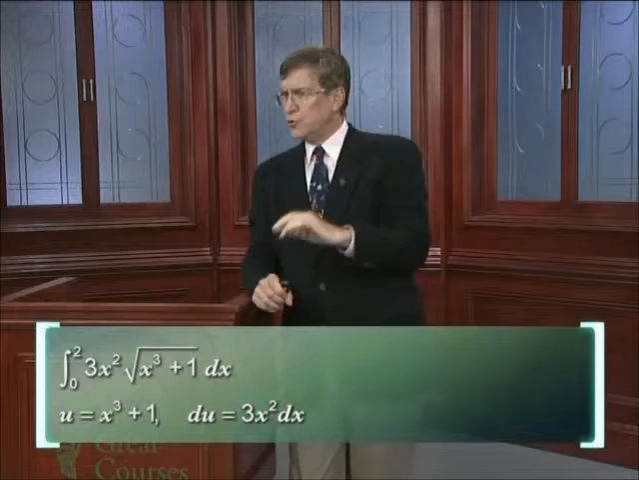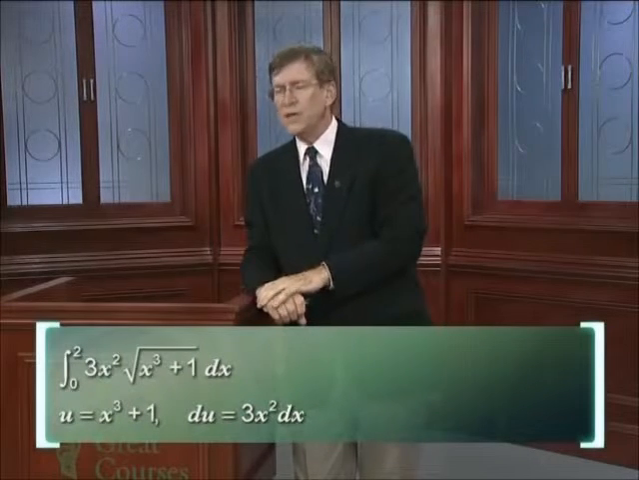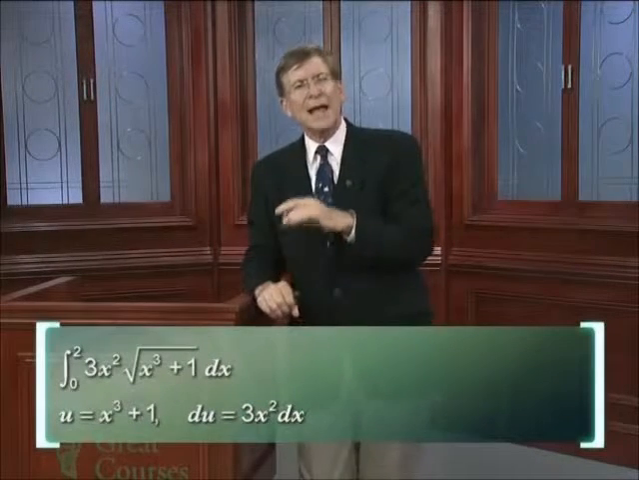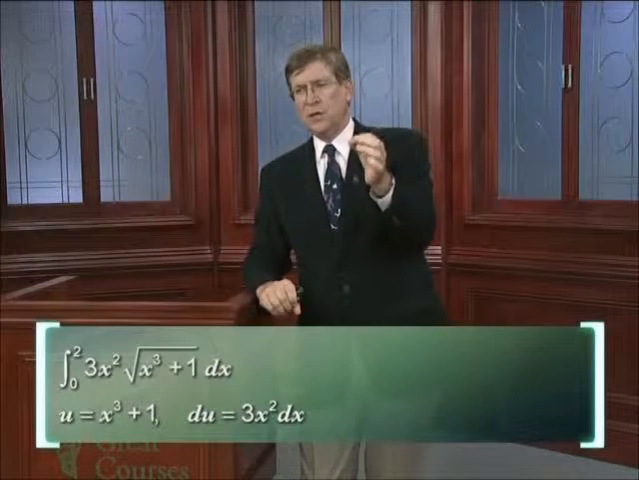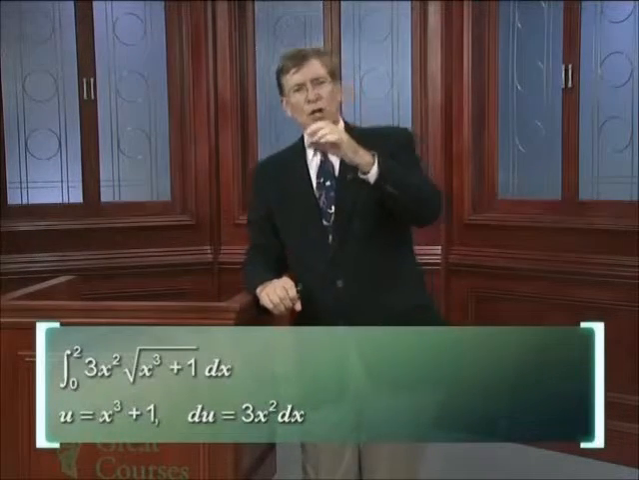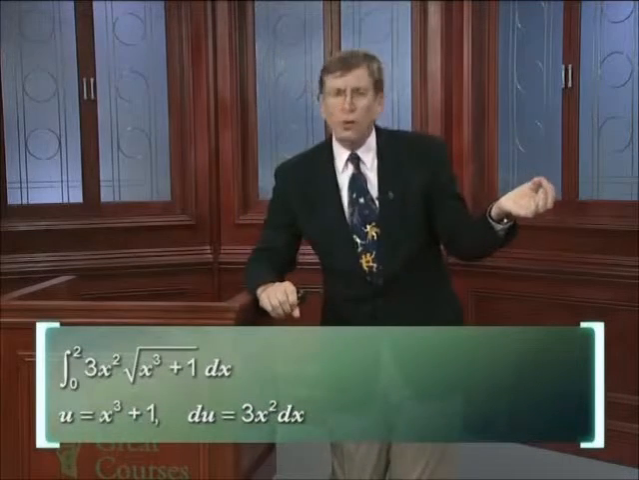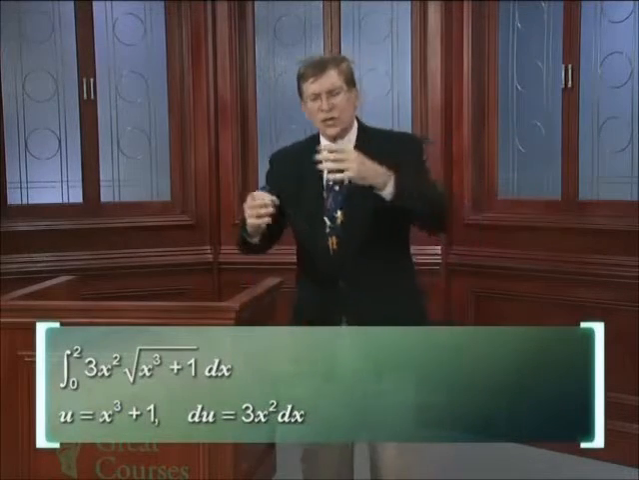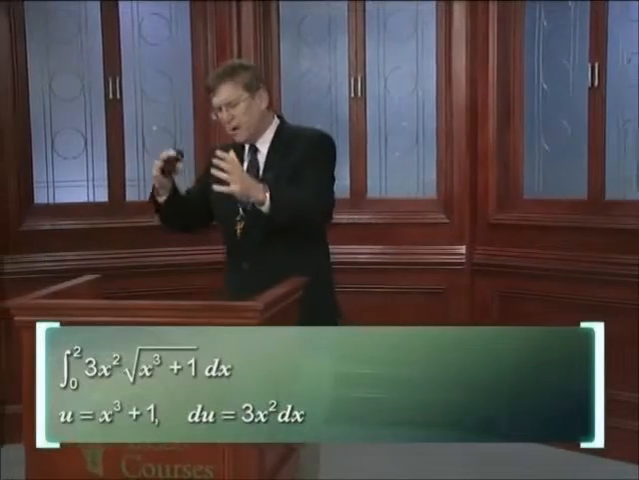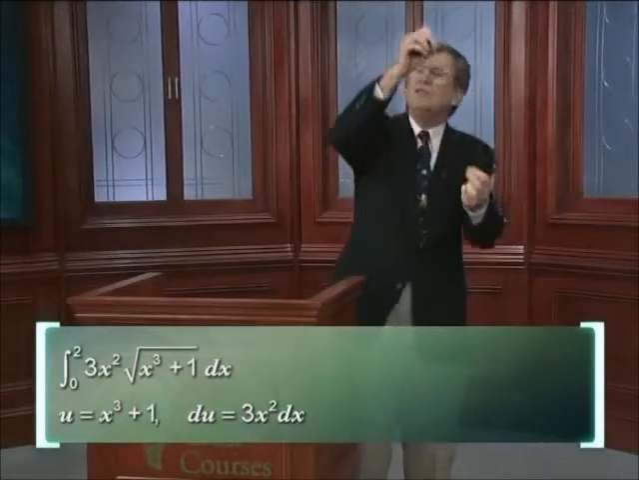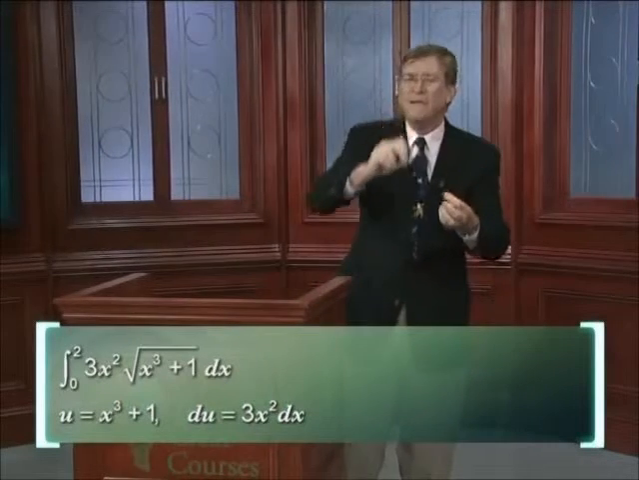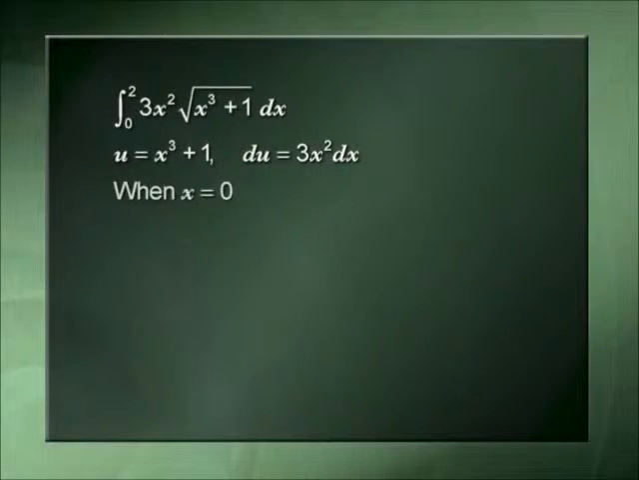Do the same substitution. u is x cubed plus 1, du is 3x squared dx, and now change the endpoints of the definite integral into the new variable u. In other words, change the entire problem from x's all the way over to u's. Even the endpoints will be changed now. Here we go. x starts at 0. That's the lower limit of integration.